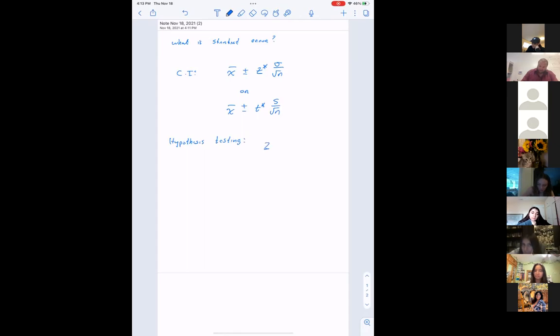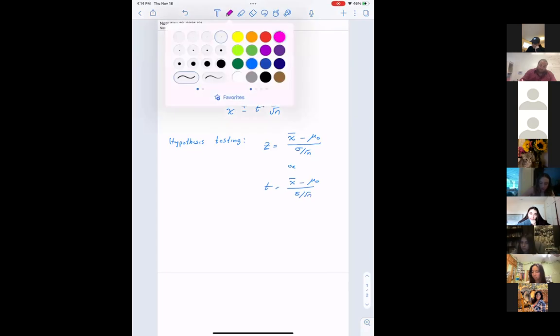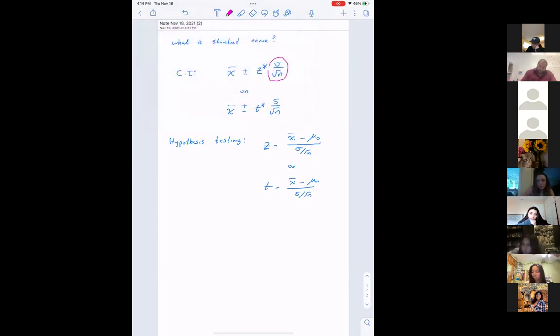we have our Z statistic equal to our data point minus the assumed mean if the null hypothesis is true, divided by sigma over the square root of n, or our T statistic is our average minus the assumed mean over S over the square root of n. In all of those cases, the standard error would be those guys. Those are your standard errors.